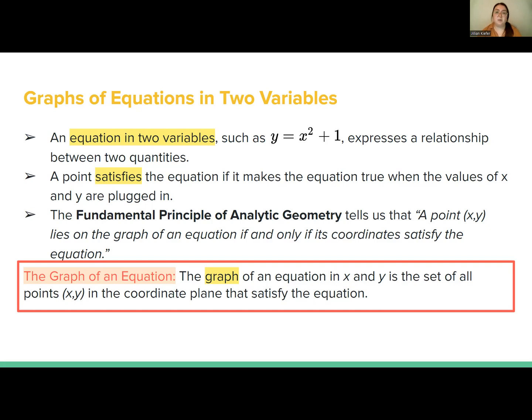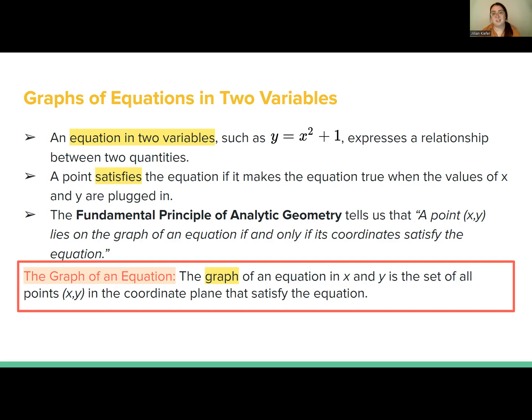So really, when you graph an equation, your graph is literally a picture of all the possible solutions of your equation. That's all a graph really is. We have the fundamental principle of analytic geometry, and then we have the official definition of the graph of an equation. We're going to go through these, but by no means do you have to memorize any definitions. The fundamental principle of analytic geometry from your book states that a point (x, y) lies on the graph of an equation if and only if its coordinates satisfy the equation.